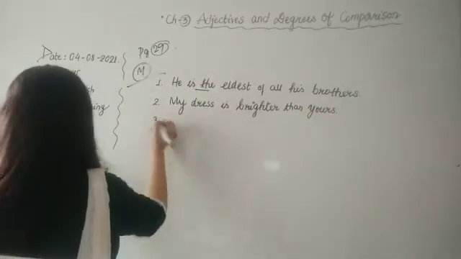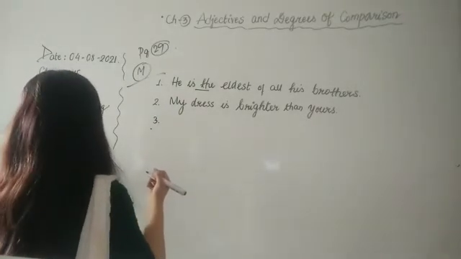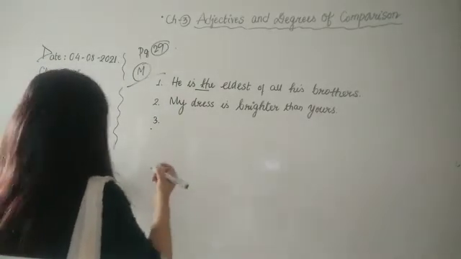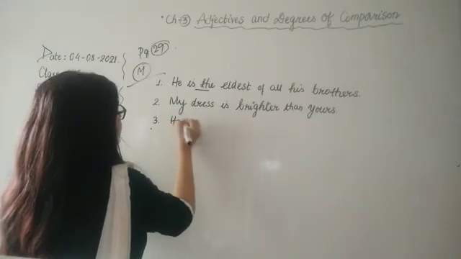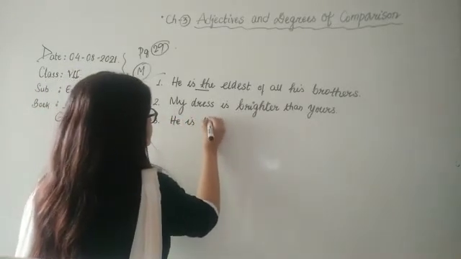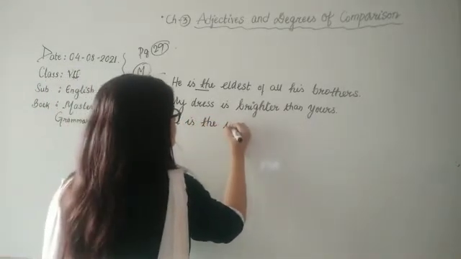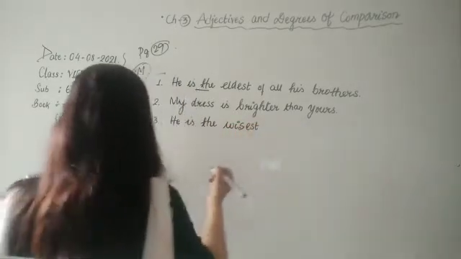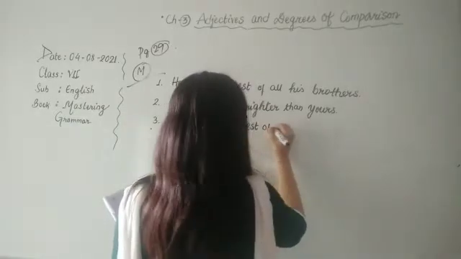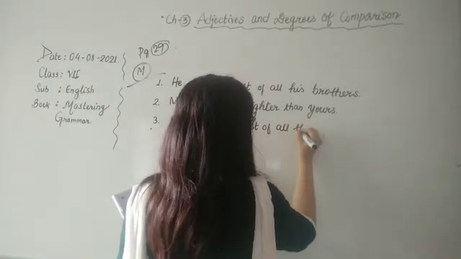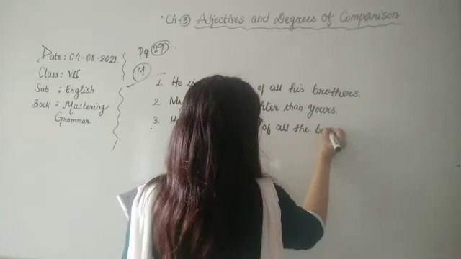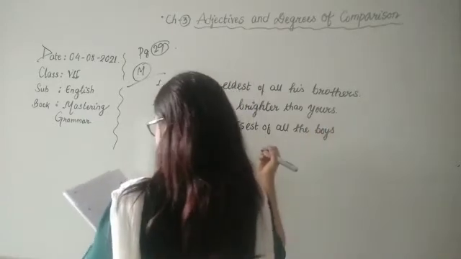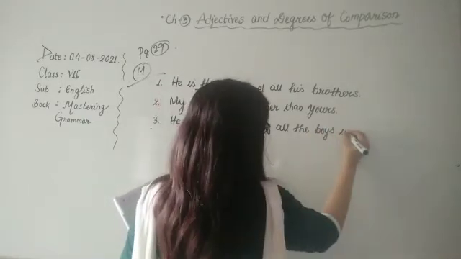Number 3. He is the wise of all the boys in the class. Wise is positive form and the is there, so the superlative form we will be using. He is the wisest of all the boys in the class. Yes?